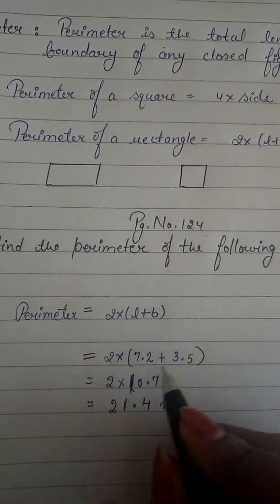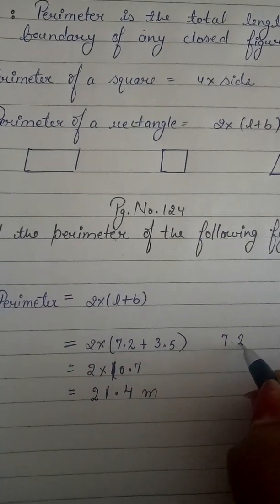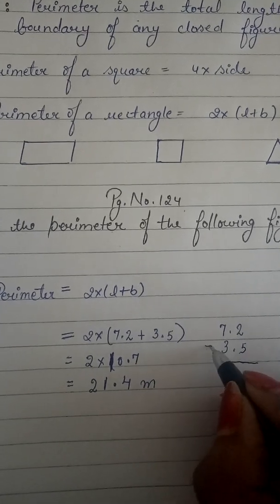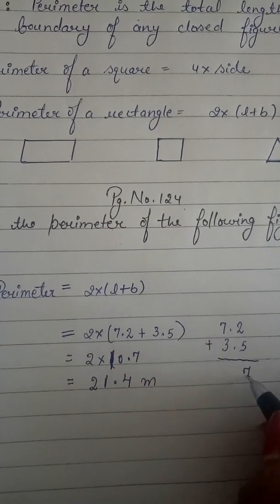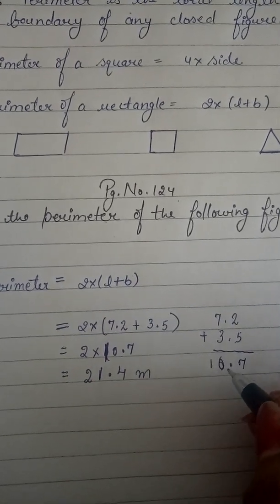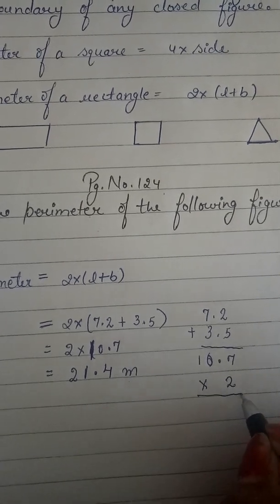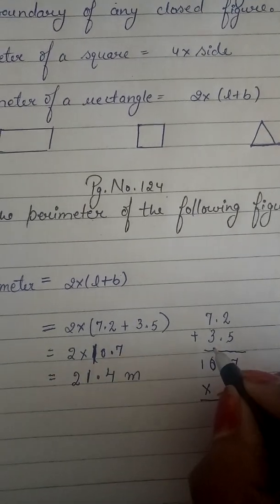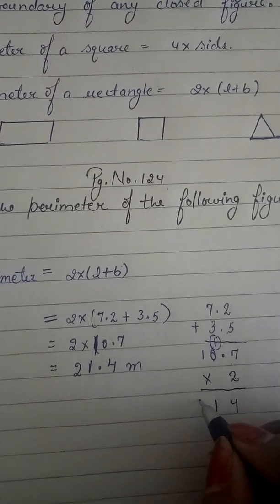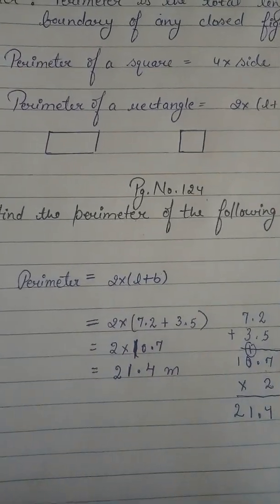If you are not able to add or multiply directly, you can put the values on the right hand side, make a rough column, and add there. Okay, no need to worry. 5 plus 2 is 7, 7 plus 3 is 10. And here 10.7 we have to multiply by 2. So 2 7s are 14, 1 carry, 2 zeros are 0 plus 1 is 1, 2 1s are 2, and then we will put the point. So that's how we got the answer.